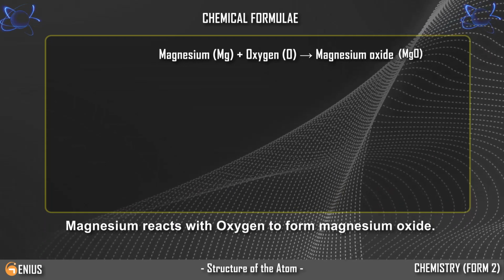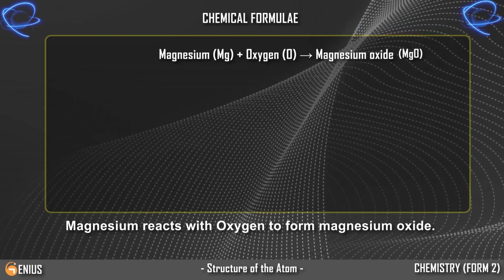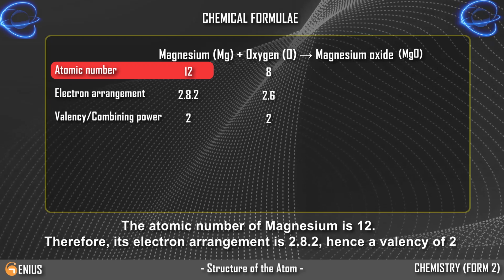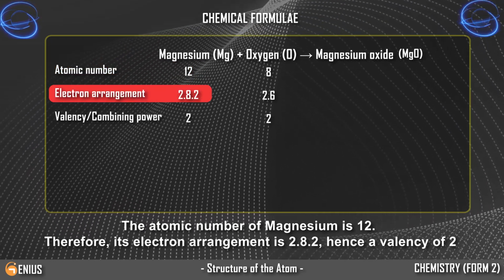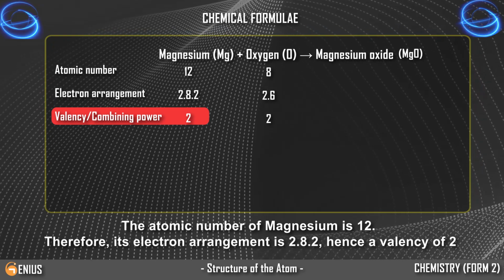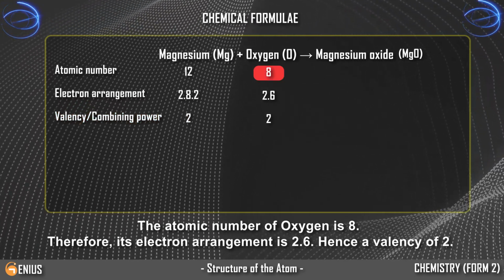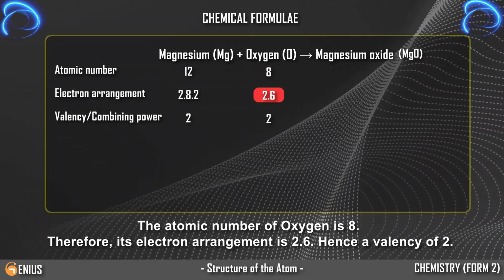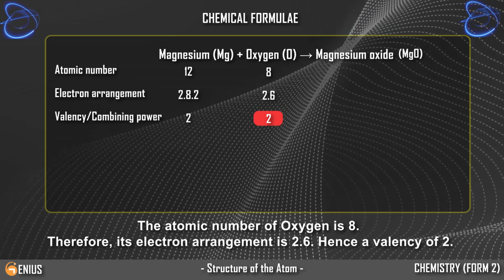Magnesium reacts with oxygen to form magnesium oxide. The atomic number of magnesium is 12. Therefore, its electron arrangement is 2.8.2, hence a valency of 2. The atomic number of oxygen is 8. Therefore, its electron arrangement is 2.6, hence a valency of 2.